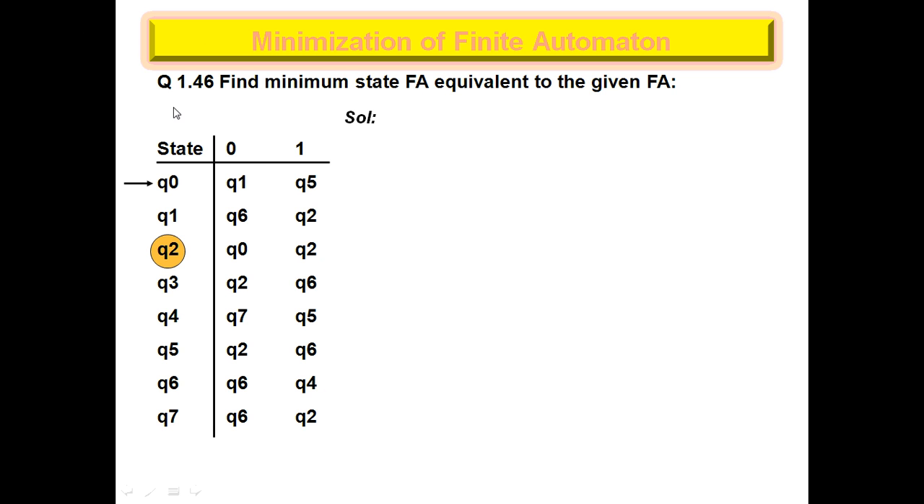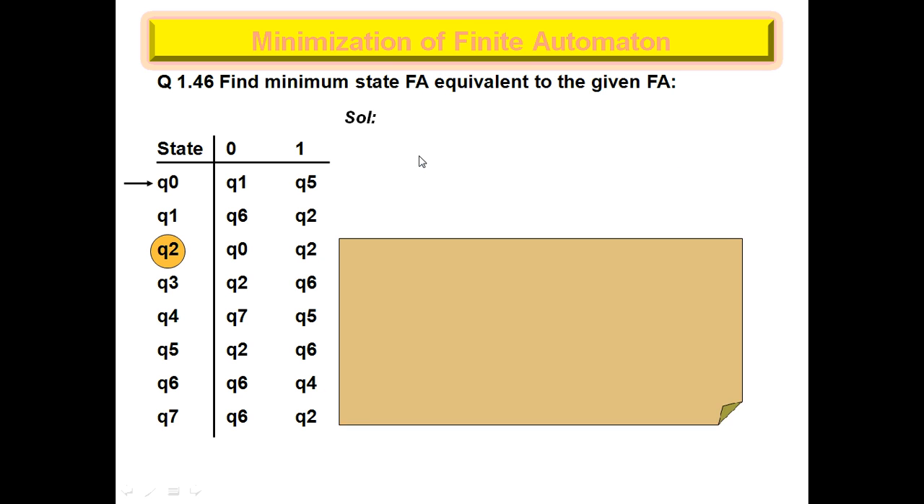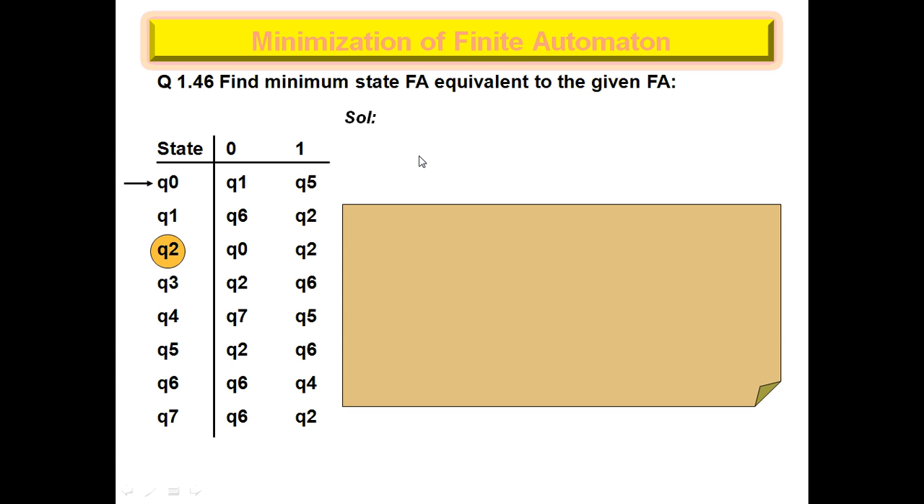So we have a finite automaton given here, and I have made the transition table for it. Now we'll have to construct pi 0. In pi 0 we have two parts. The first part contains the final state and the second part contains the non-final states. This is the final state, clearly visible here, and these are the non-final states. I have written it here.